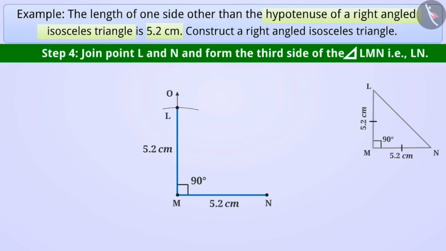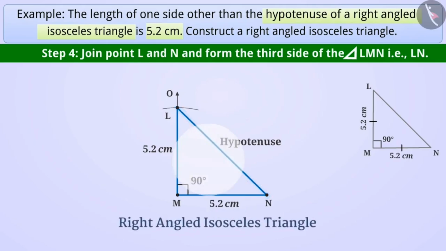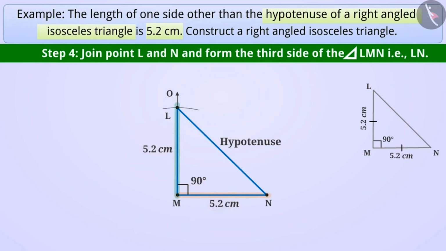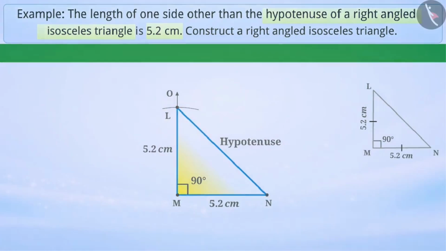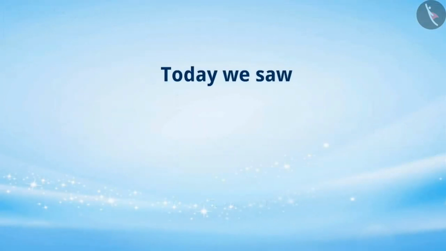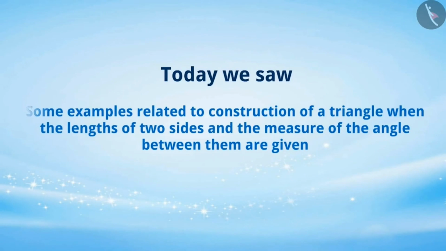Step 4. Now, we have two sides of the triangle. Next, we will join points L and N and form the third side of triangle LMN, which is the hypotenuse LN. Thus, we have obtained a right-angled isosceles triangle LMN where MN is equal to ML is equal to 5.2 centimeters and angle M is equal to 90 degrees. So today we saw some examples related to the construction of a triangle when the lengths of two sides and the measure of the angle between them are given.